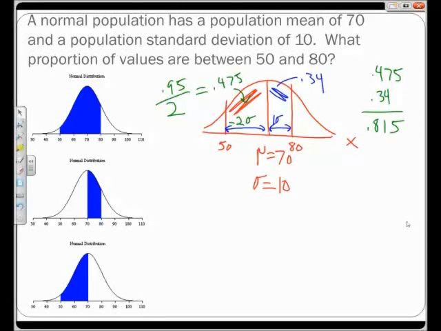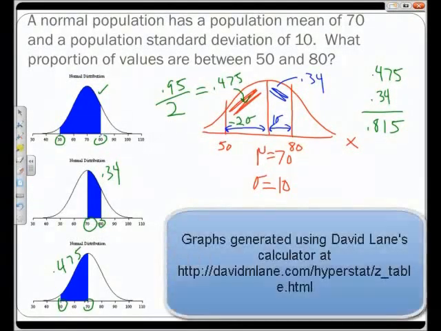What I did on these graphs on the other side here was, on this one, I just showed the whole thing from 50 to 80. And then I just broke this up into, here's 70 to 80, that's the one standard deviation, that was 0.34. And then here, I broke out just the 50 to 70. That was 2 standard deviations. We divided the 95 by 2 and got the 0.475. So I did the same thing, I just showed it in a slightly different way.